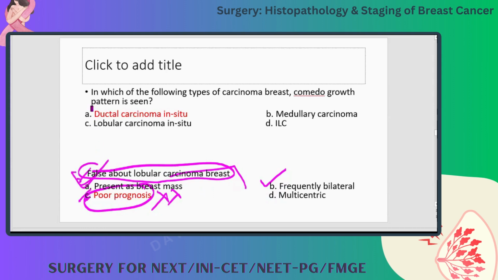False about lobular carcinoma. See this question. In which of the following types of carcinoma breast is comedo growth pattern seen? What is comedo? It is like toothpaste-like material. Comedo growth pattern is seen in DCIS, ductal carcinoma in situ.